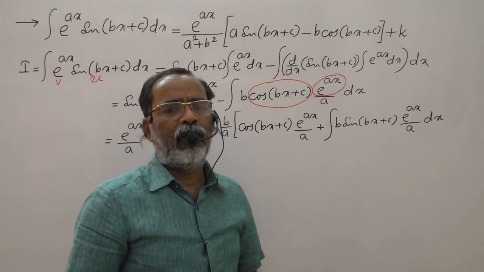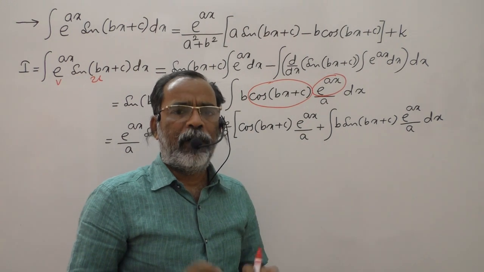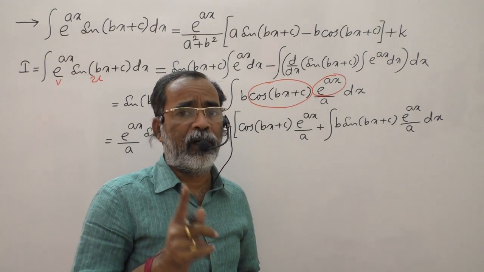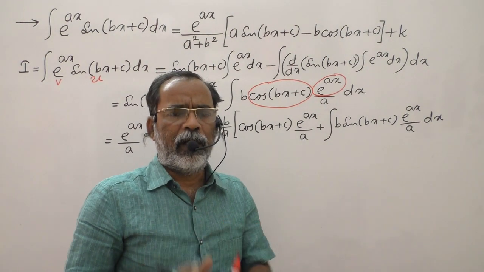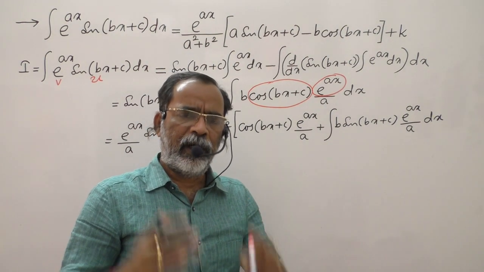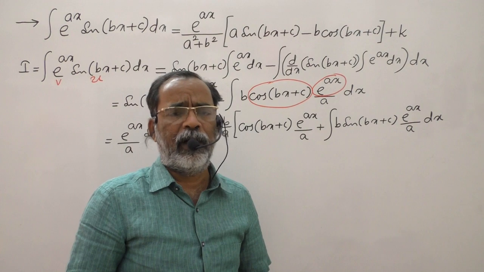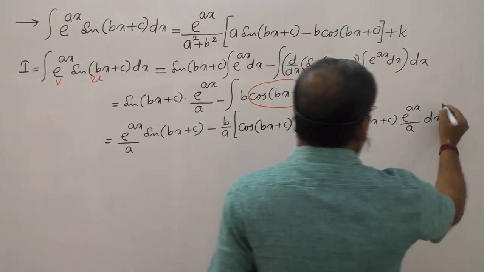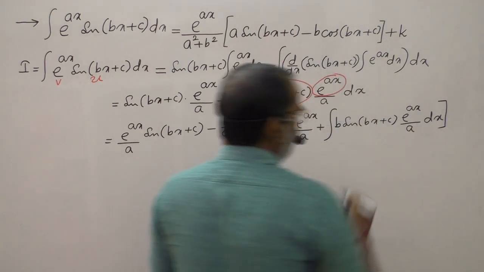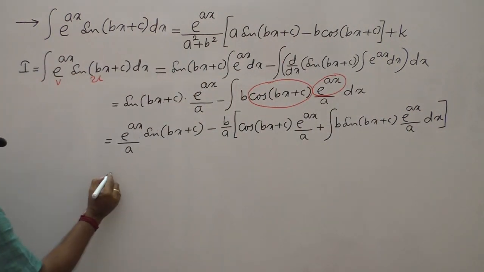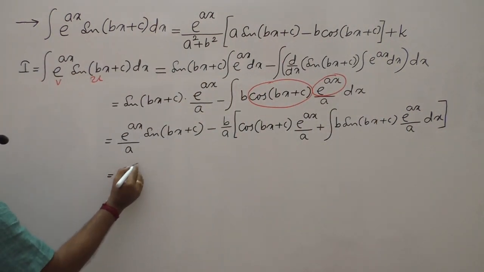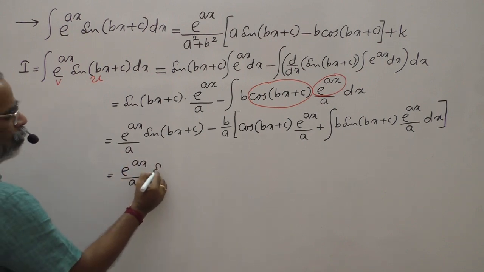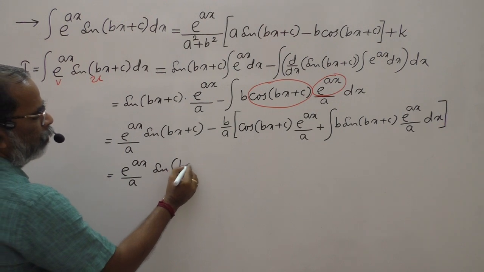Whenever you do integration, that integral should contain constant. So it is enough if you write the constant at the end of the integral. That's okay. See, once again I have performed integration by parts. So what we have now? We have e power ax by a into sine of bx plus c.